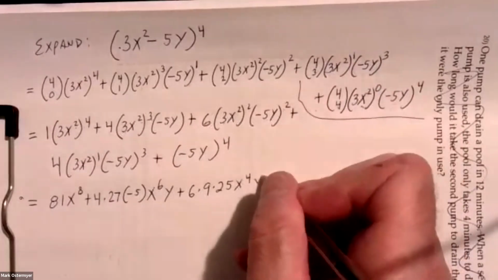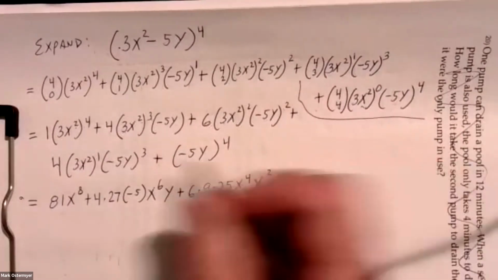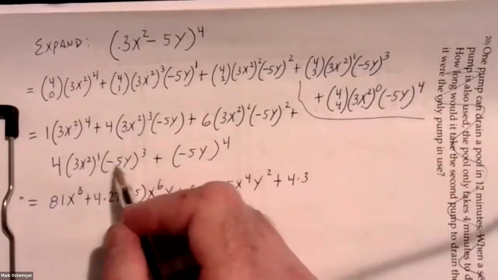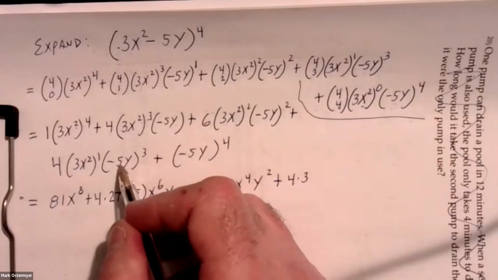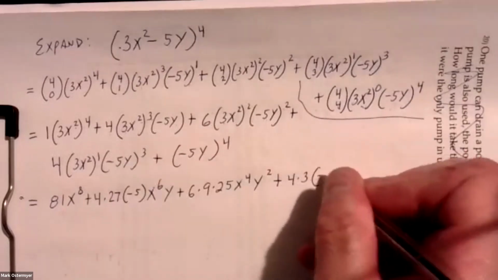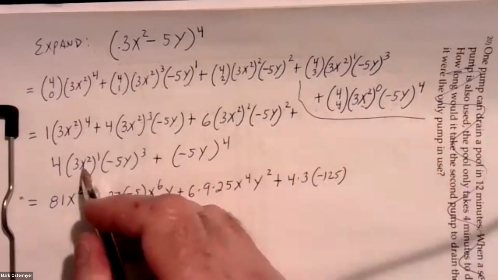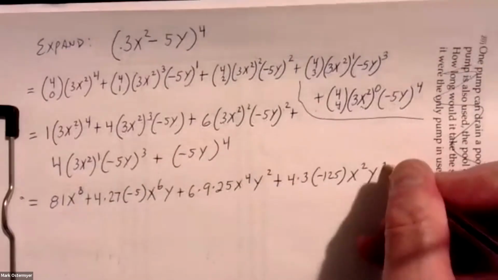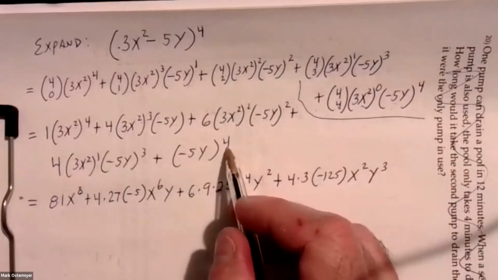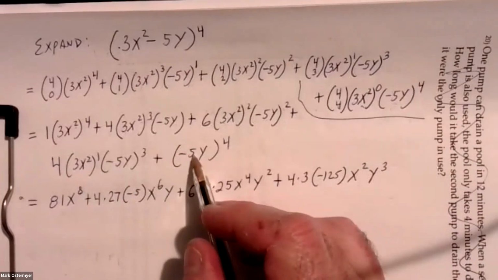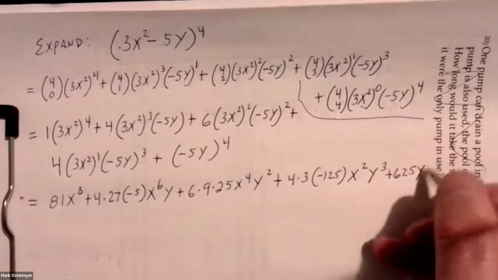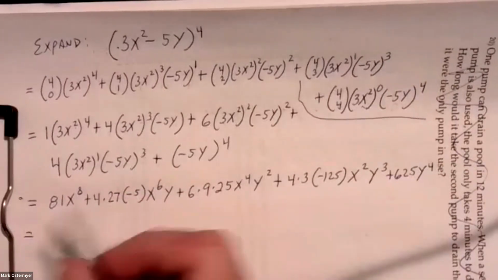And then y squared plus, this is going to be 4 times 3. Negative 5 cubed is negative 5 times negative 5 times negative 5, which is negative 125. We're going to have x squared, y cubed. And then negative 5 to the 4th power, negative 5 times negative 5 times negative 5 times negative 5 is going to be 25 times 25, which is 625. So 625y to the 4th at the end. All right, further simplification here.